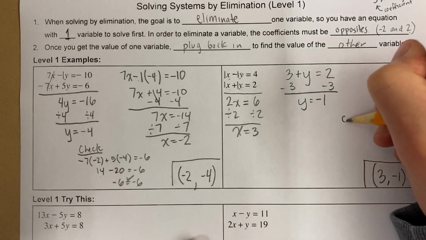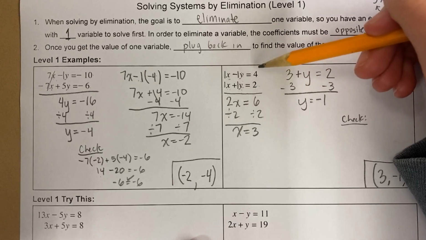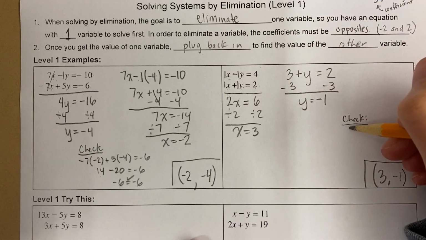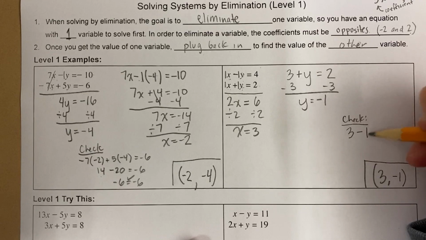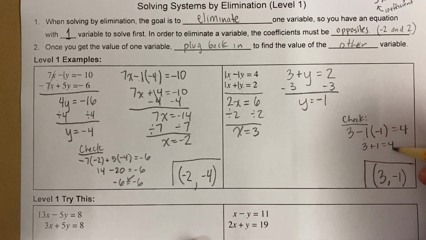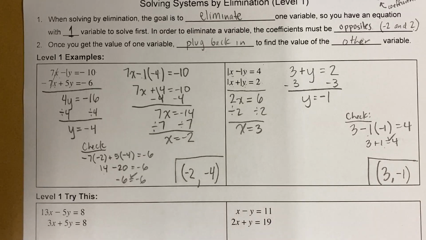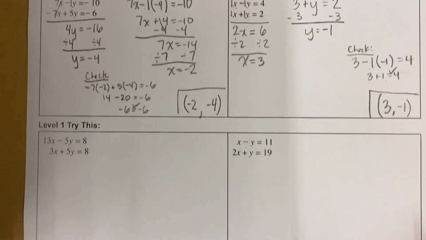Okay, and once again, I'm just going to check really quick. What I'm going to do is use the other equation. I used this one to solve. I'm going to use this one to check. So I get x minus 1y equals 4. Negative 1 times negative 1 is positive 1. And is 3 plus 1 4? Yeah, sure is. Okay, so my answer looks good, and I'm ready to go ahead and try these practice problems.